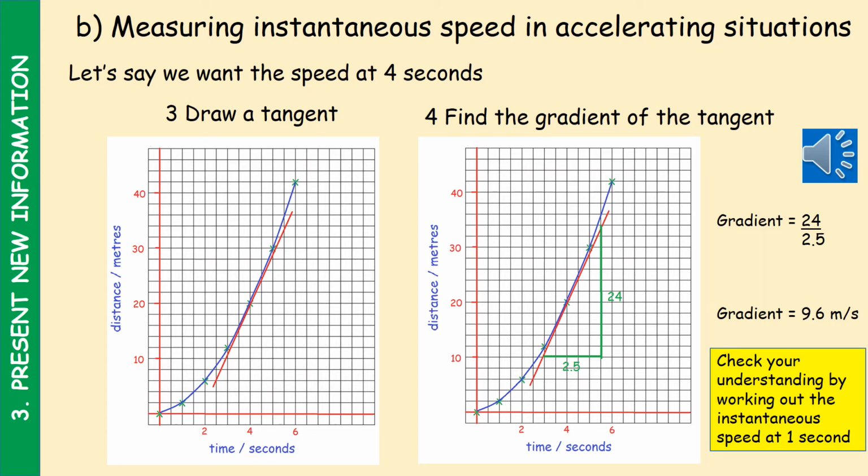Using the scales, I've then worked out that I've got along the x-axis, I've got 4 squares worth along there. Each square is half a second, so that's 2.5 seconds. And going up the other way, I can work out that I've got 24 meters on there. So my gradient is the y divided by the x, the distance divided by the time, which is 24 divided by 2.5, which gives me an instantaneous speed of 9.6 meters per second.